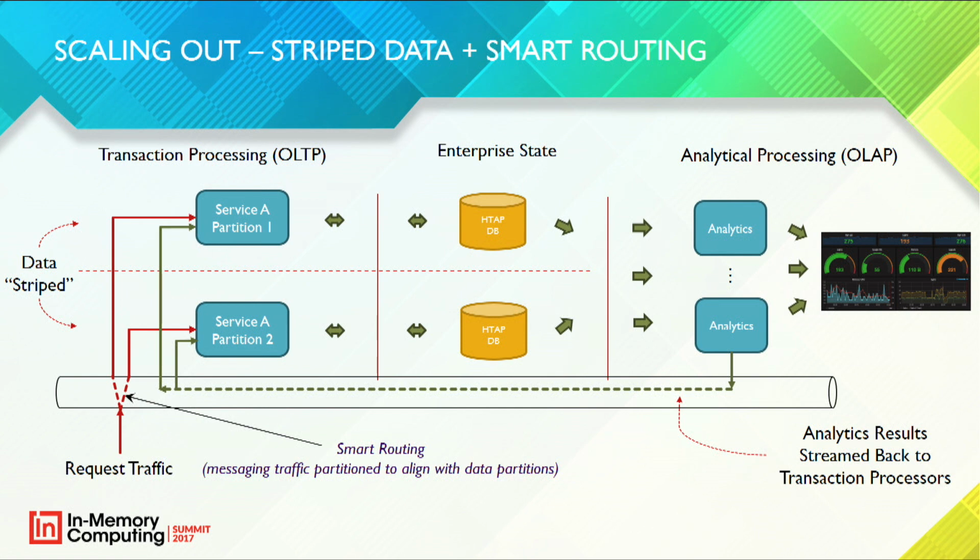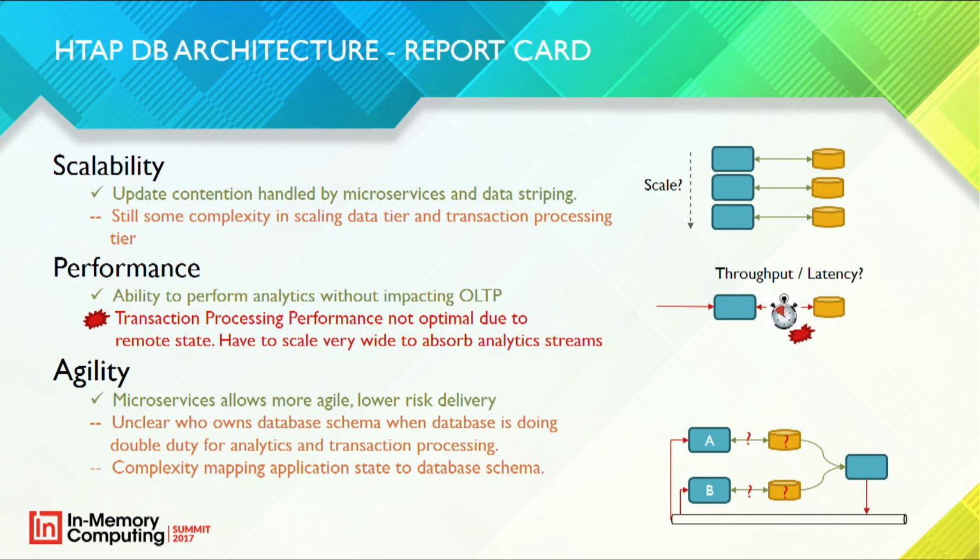So now we're looking at an architecture where we don't have any problems with analytical processing impacting transaction processing. Our transaction processing can scale by partitioning or striping our state. And we're actually looking at an architecture that's fairly viable. So this is a full-featured solution. It works, it scales, but it's not quite optimal yet.